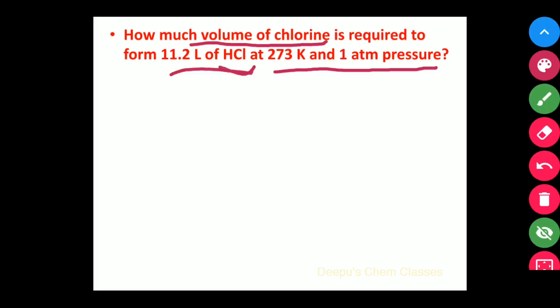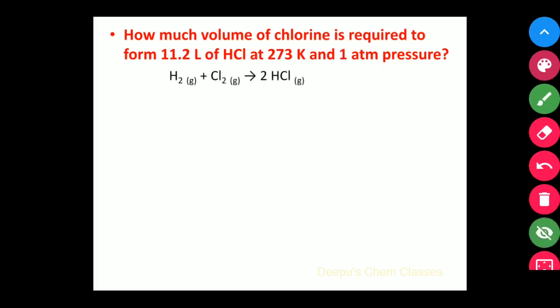HCl is formed from chlorine and hydrogen. So let us write the equation first. The equation is H2 plus Cl2 gives 2HCl. This is a stoichiometric equation. We usually denote the amount of a chemical substance in terms of moles. So 1 mole of hydrogen plus 1 mole of chlorine gives 2 moles of HCl.